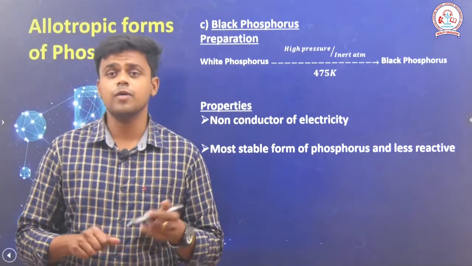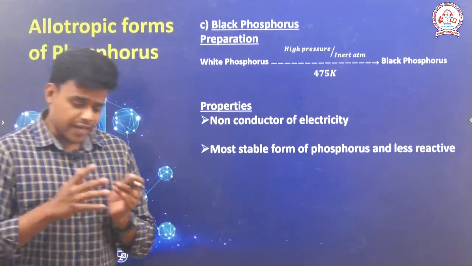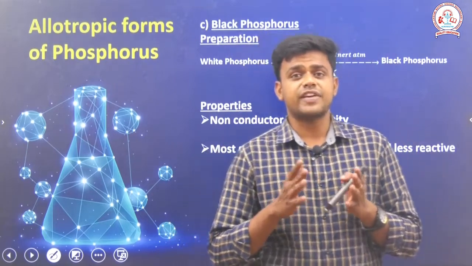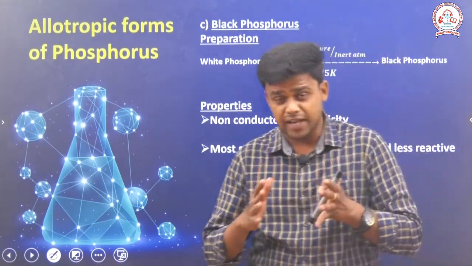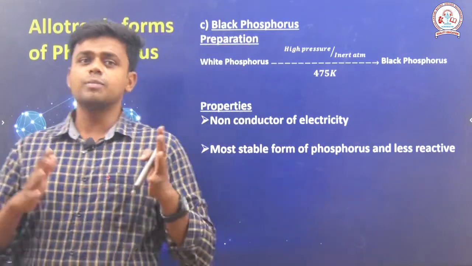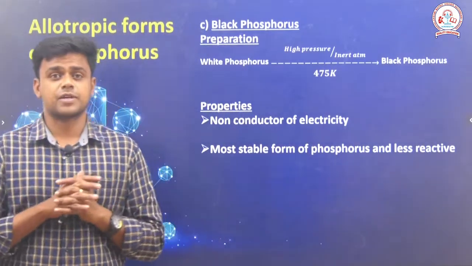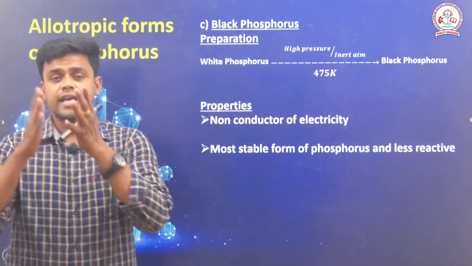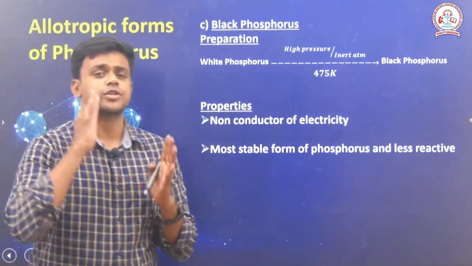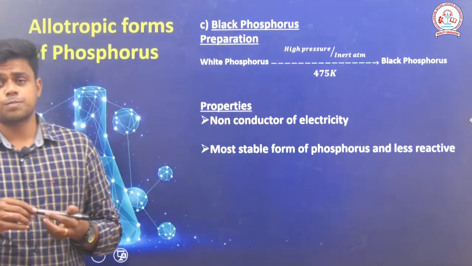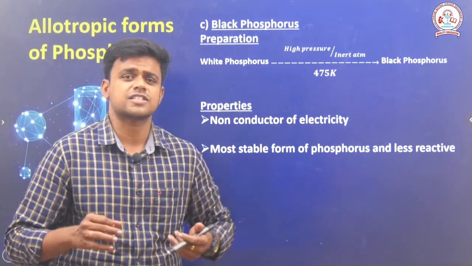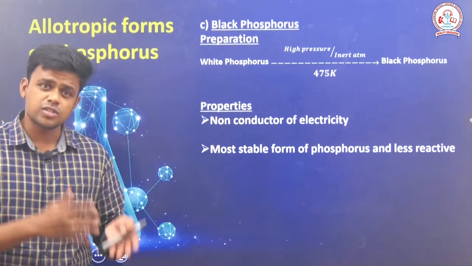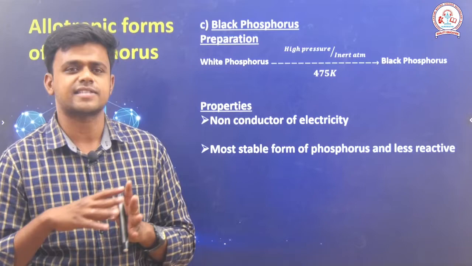Then next one, black phosphorus. How do you prepare black phosphorus? If you have white phosphorus and heat it at 475 Kelvin in an inert atmosphere while maintaining high pressure, you will get black phosphorus. White phosphorus turns black phosphorus at 475 Kelvin in an inert atmosphere at a high pressure. That's all. A property of black phosphorus is that it doesn't conduct electricity. Among all the phosphorus forms, it is the most stable. If it is more stable, it will not react so easily. That's why it is less reactive.